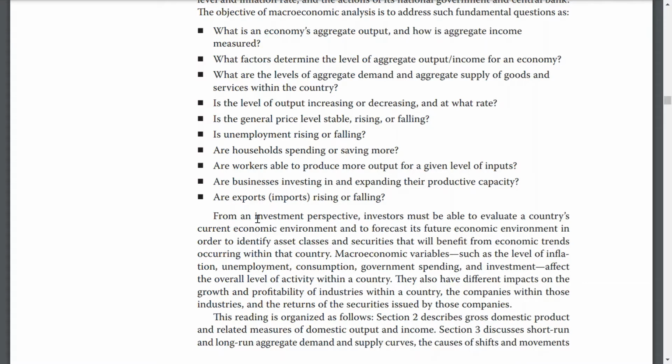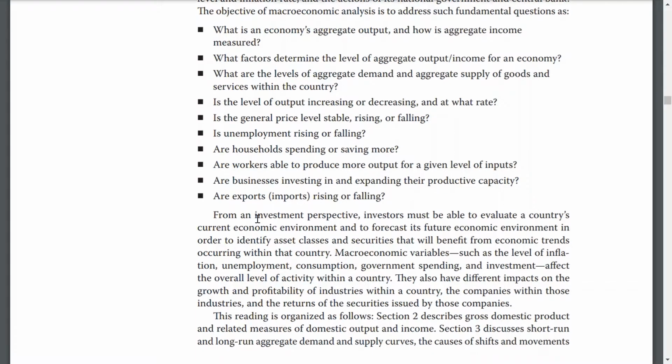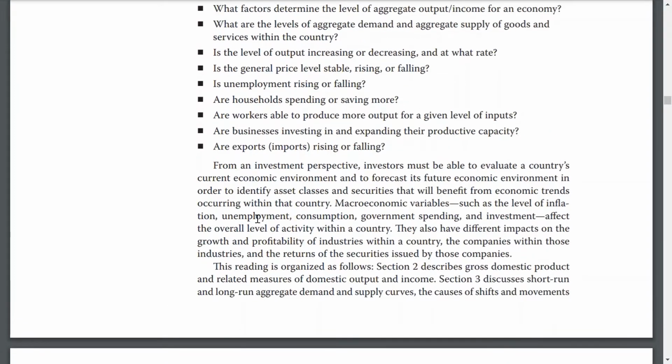Are households spending or saving more? Are workers able to produce more output with a given level of input? Are businesses investing in and expanding their productive capacity? Are exports or imports rising or falling?